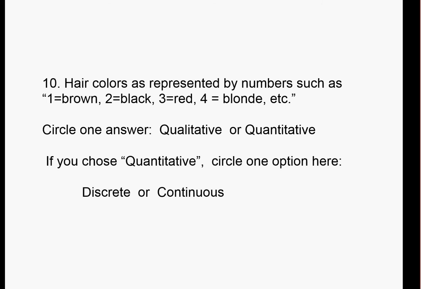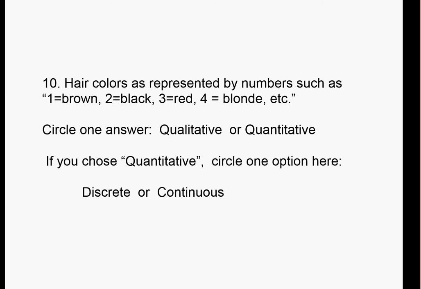Hair colors. We know hair colors such as brown, black, red, blonde are different categories. So hair color is a qualitative variable. But now we use numbers to represent different categories. For example, we use 1 to represent brown, 2 to black, 3 for red, 4 to blonde. Now, can we say now hair color is a quantitative variable? The answer is no.